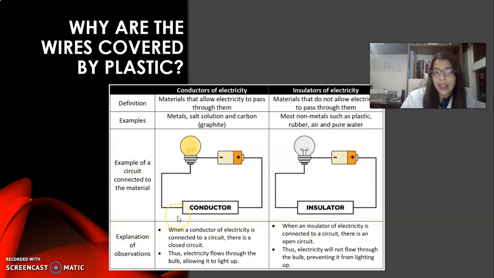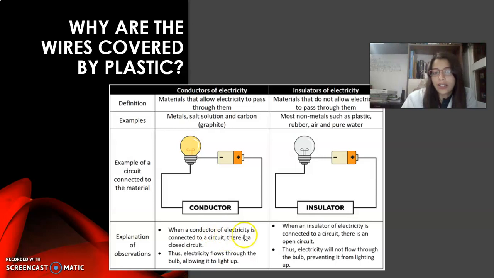Here we have two types of circuits. In this case, we have a conductor. It makes the energy flow through the circuit. But if we have an insulator, the energy doesn't flow through the circuit. This is the reason why the wires are covered by plastic. It's protection. Like you know, electricity is a strong energy and you can suffer an electroshock.